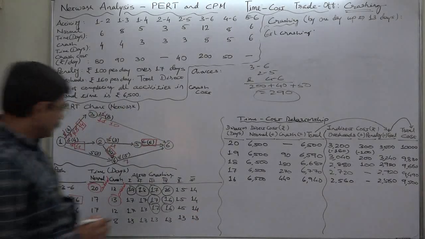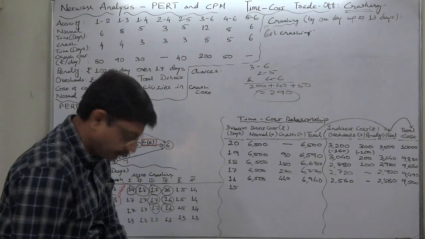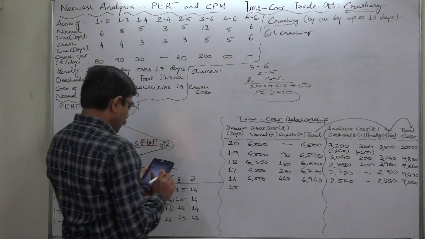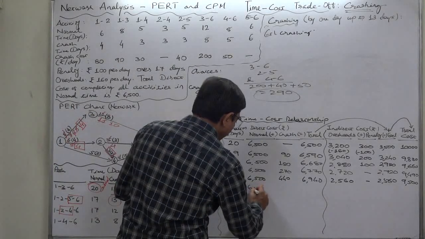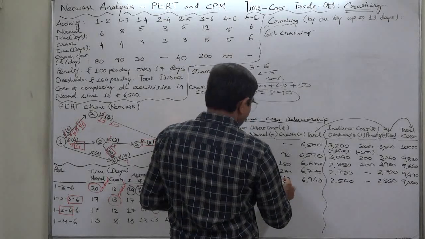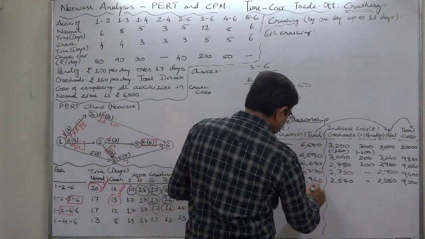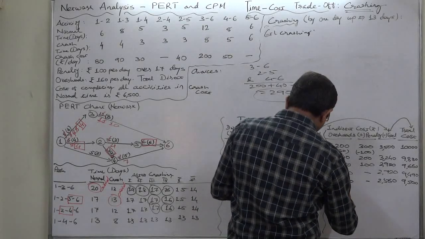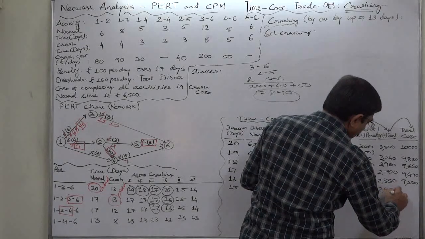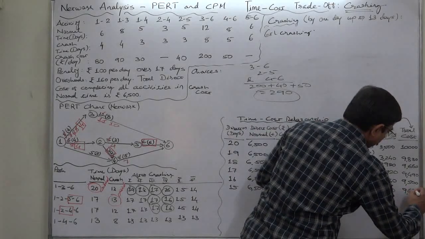Okay, let's check the effect of these two crashings on this and what is going to happen. Yeah, 15 days, 6,500 normal direct cost plus crash cost 240 plus 440 plus 280, 720. So it will be now 7,220. This will be reduced by 160, so 2,400. No penalty, total indirect cost 2,400, and this will be now 9,620.